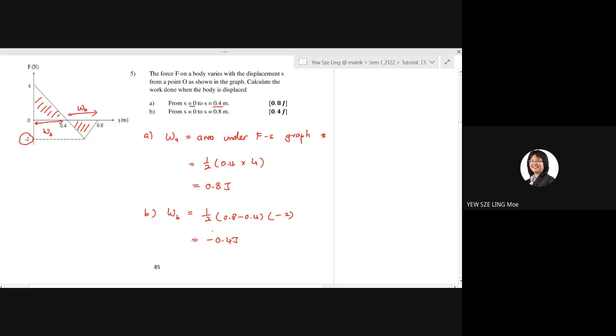After you obtain negative 0.4 joule, we then calculate total work done from 0 until 0.8. So W total is then equal to WA plus WB, which is equal to 0.8 plus negative 0.4, which then gives you 0.4 joule. So this is question number 5.